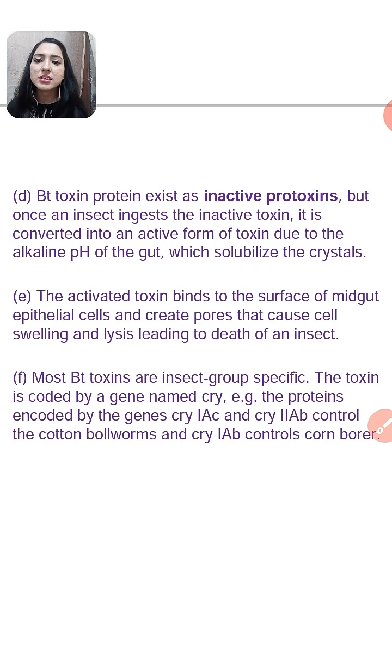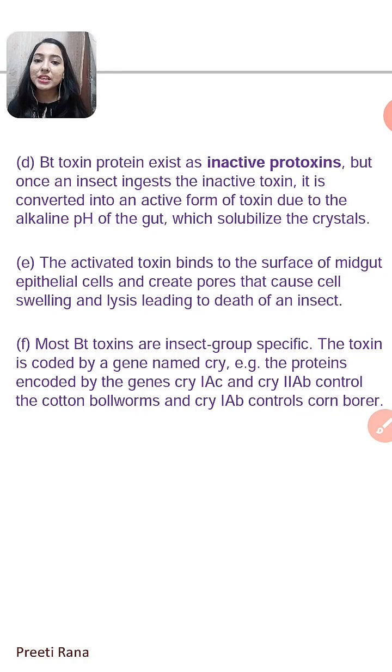Most of the Bt toxins are insect group specific. The toxin is coded by the gene named CRY. So the proteins encoded by the genes CRY1AC and CRY2AB control cotton bollworms, and the protein encoded by the gene CRY1AB controls corn borer.